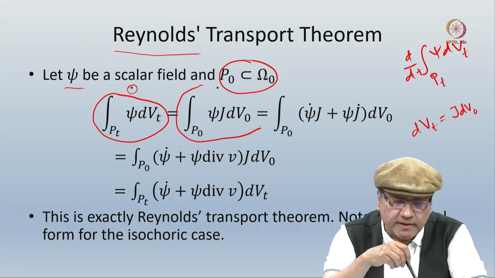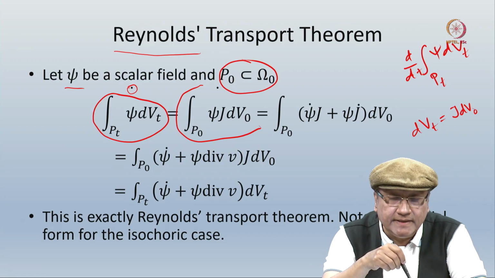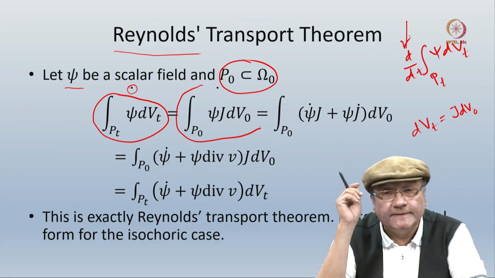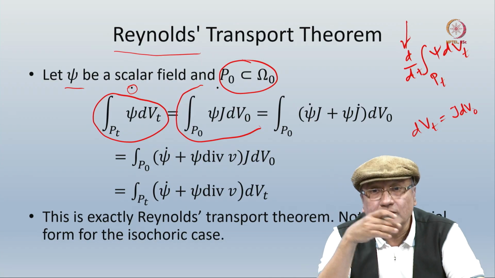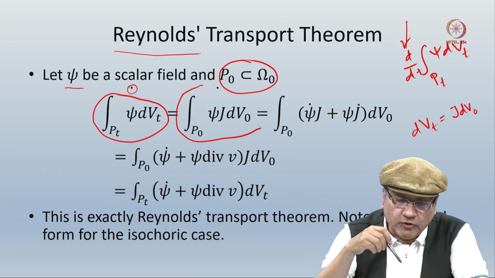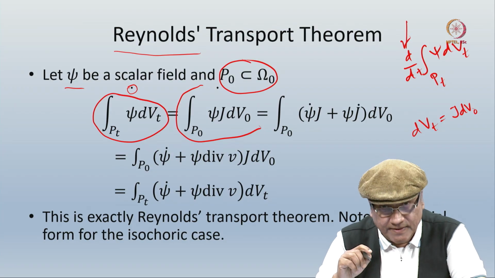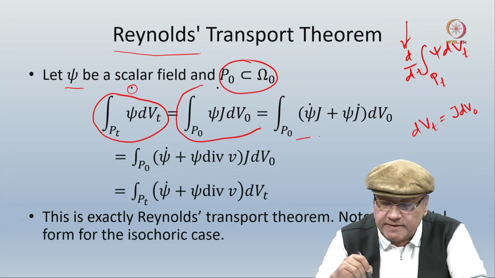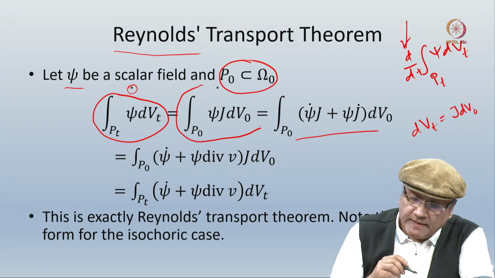Since the boundary of this P0 is fixed, it is not changing with time, I can take the time derivative, the dot which is lying outside of this integral, inside, because P0 is fixed. It is not moving with time. So I can put it inside and take the derivative of the integrand and apply the standard rules of calculus, because the derivative of psi j is psi dot j plus psi j dot.